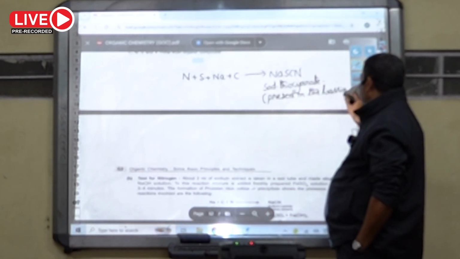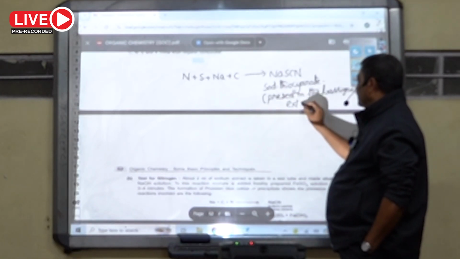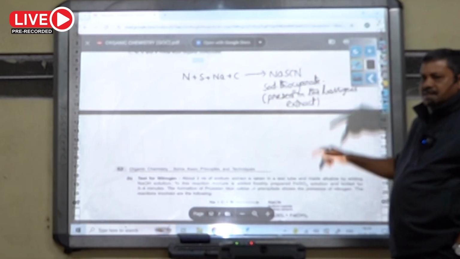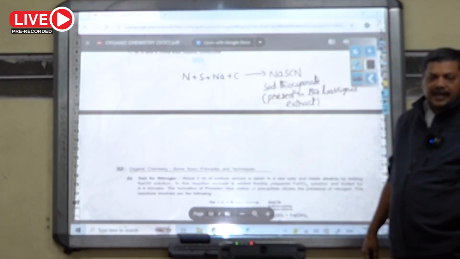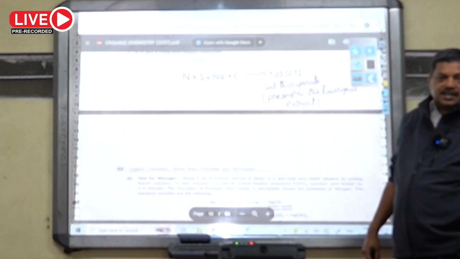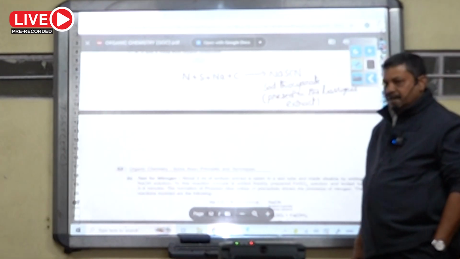Present in the Lassaigne's extract. They ask this as a question: if N and S are together present, which compound is present in Lassaigne's extract? Your answer is NaSCN, sodium thiocyanate.